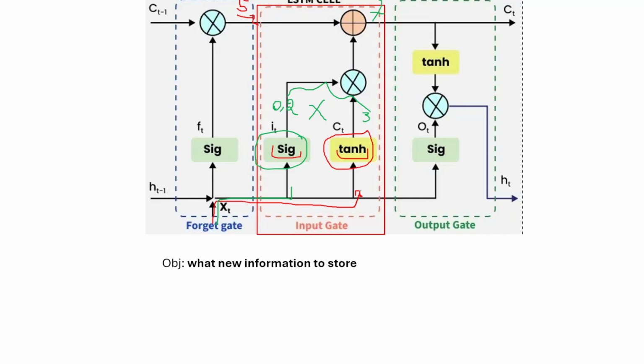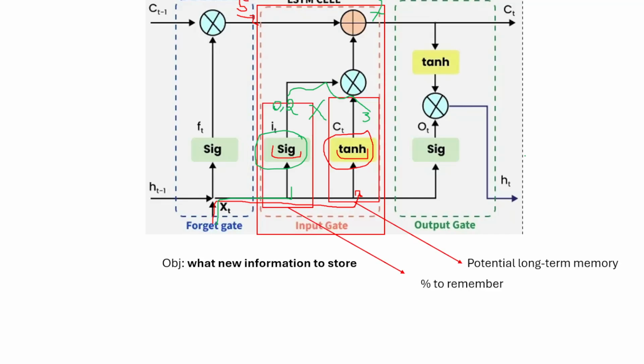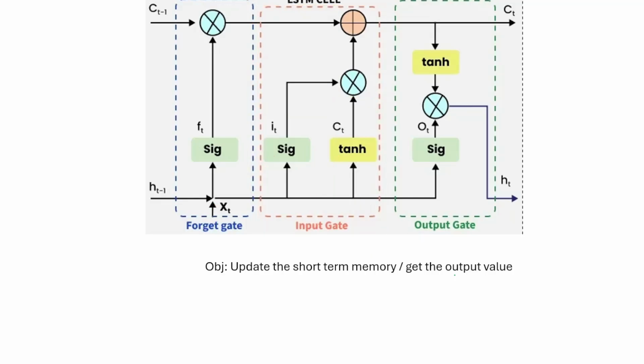So for the input gate, after doing all the work, we get this value that we're now going to pass to the output gate. This is what we said. This is the potential long-term memory, and this is the percentage that we will remember from it. Okay, so now for the output gate, we will update the short-term memory or get the output value.